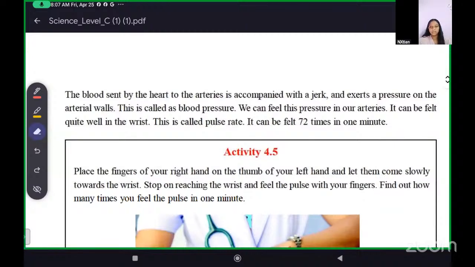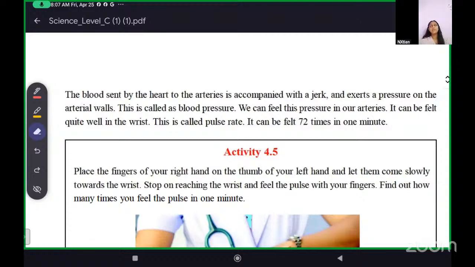No, ma'am. Okay. The blood sent by the heart to the arteries is accompanied with a jerk and exerts a pressure on the arterial walls. This is called blood pressure. You can feel this pressure in our arteries. It can be felt quite well in the wrist. This is called pulse rate. It can be felt 72 times in 1 minute.